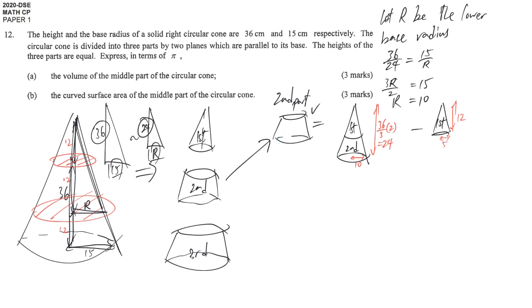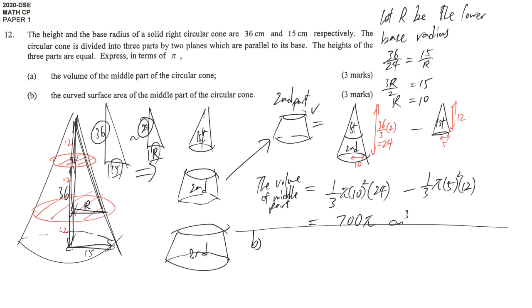To find out the volume, we just apply the cone volume formula, 1/3 base area, pi r squared, times height. The base radius here is 10, while the height is 24. Minus 1/3 pi r squared times height. R is 5 here, and the height is 12. We get 700 pi. The unit is cm³. This is the volume of the middle part, so this is our answer.